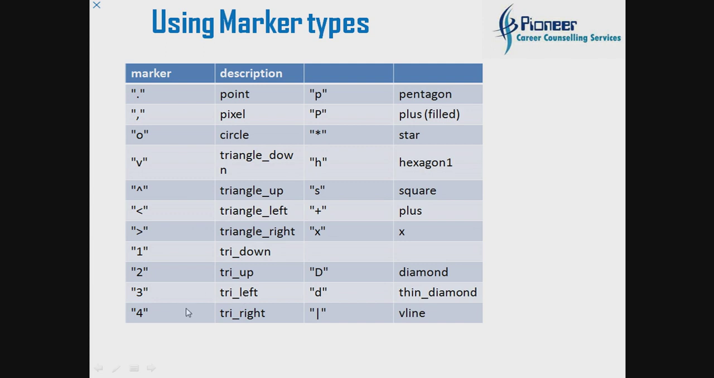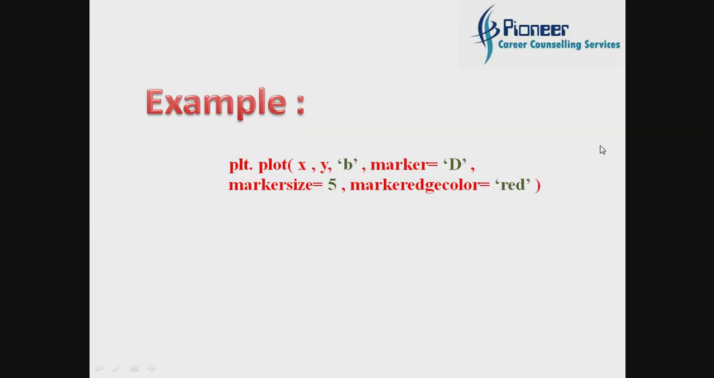Let's see the example. plt.plot(x, y, 'b'): I am asking for the blue color of line. Marker equals D, that means the marker. You can type marker type or marker, so up to you. We are talking about the marker type argument. Marker equals D means I am asking for the diamond shape marker. Marker size will be 5 and marker edge color is red. I hope it is clear.